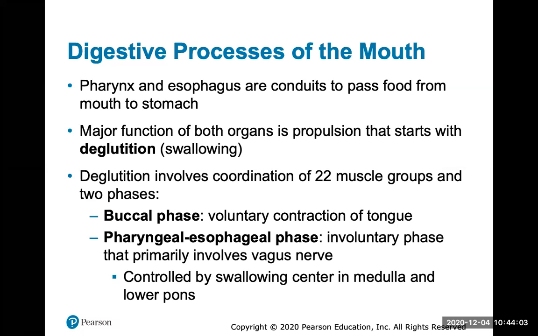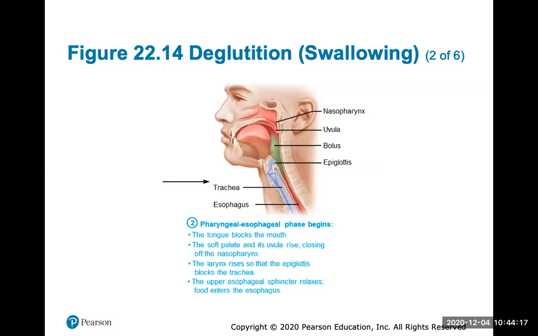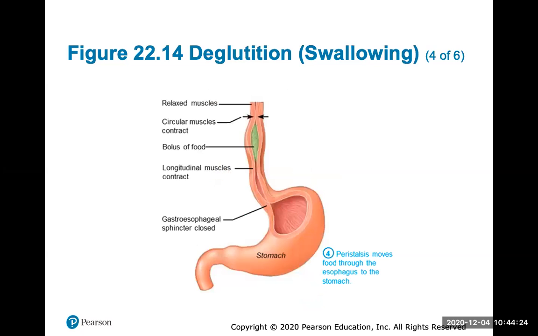So here we go. Deglutition is the process of swallowing. You have 22 different muscle groups that help you swallow food down. You don't need to know all these phases, just know that there's a lot of muscles involved in swallowing the food. It takes about 6 to 8 seconds for the bolus to travel down your esophagus into your stomach.